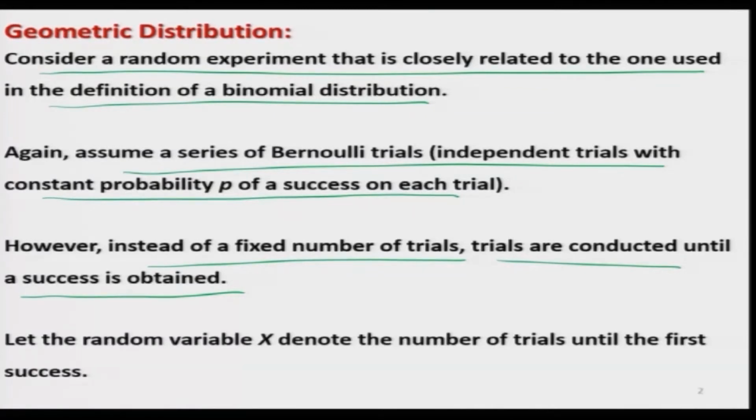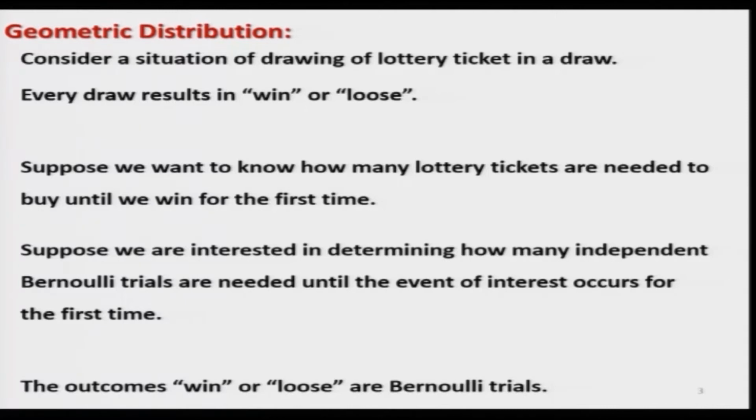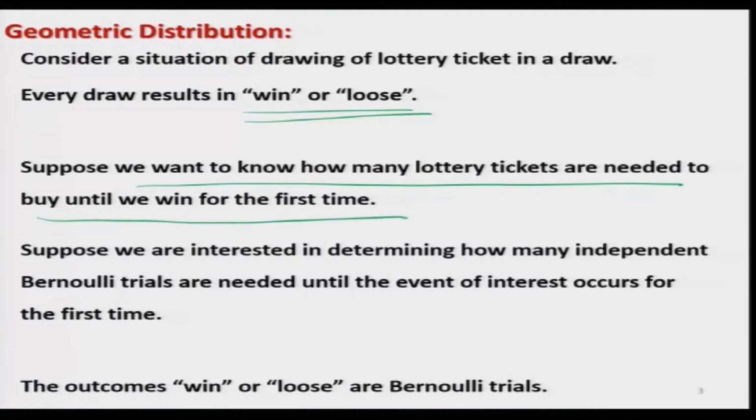So, in that sense, the random variable X is indicating the number of trials until the first success, and this number is going to be a random variable. For example, consider a situation where there is a lottery ticket and there are two possible options: we can lose the ticket or we can win the ticket. Every draw of the lottery will result in a win or a loss. Suppose we want to know how many lottery tickets are needed to buy until we win the lottery for the first time.